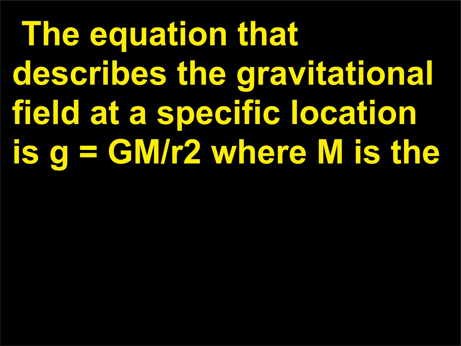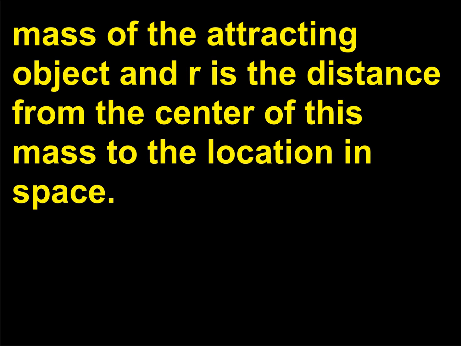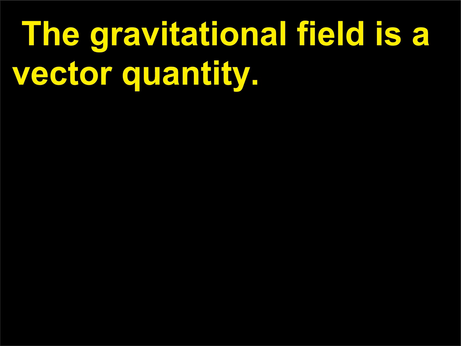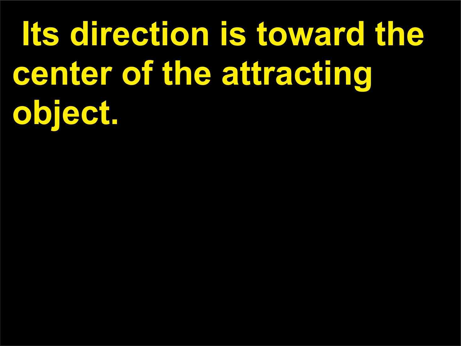The equation that describes the gravitational field at a specific location is g equals GM/r², where M is the mass of the attracting object and r is the distance from the center of this mass to the location in space. The gravitational field is a vector quantity. Its direction is toward the center of the attracting object. We'll consider its magnitude shortly.